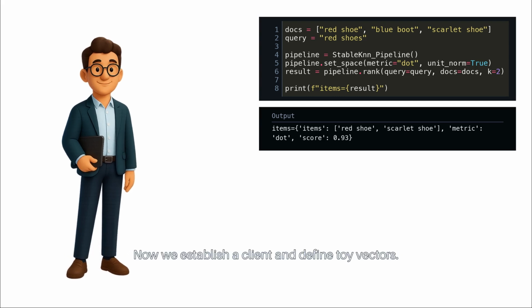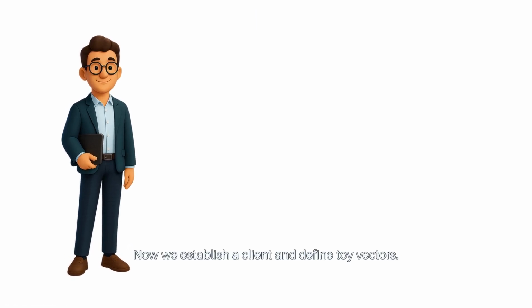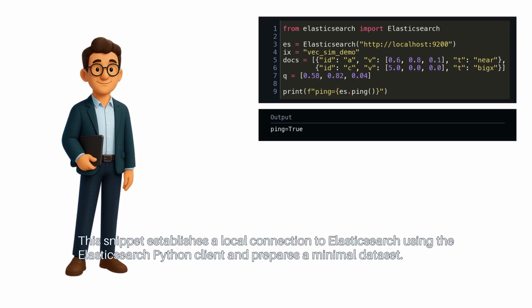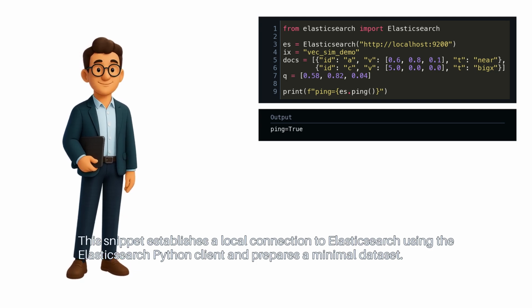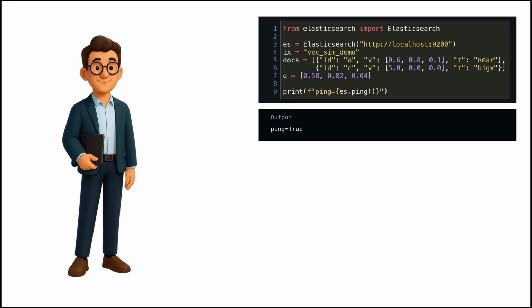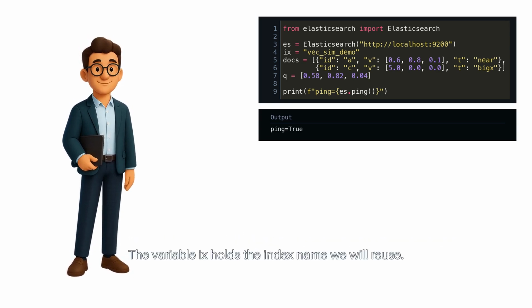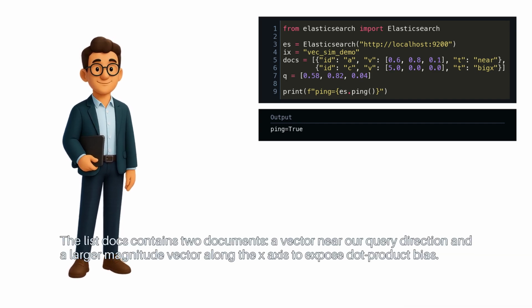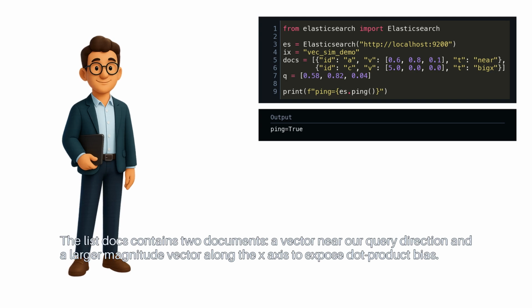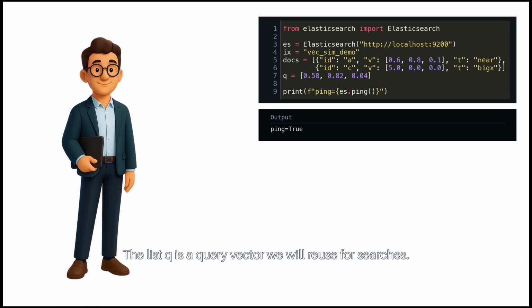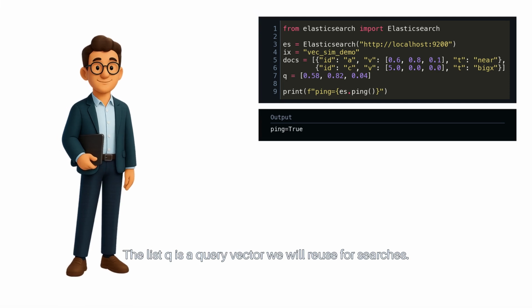Now we establish a client and define toy vectors. This snippet establishes a local connection to Elasticsearch using the Elasticsearch Python client and prepares a minimal dataset. The variable ix holds the index name we will reuse. The list docs contains 2 documents, a vector near our query direction, and a larger magnitude vector along the x-axis to expose dot product bias. The list Q is a query vector we will reuse for searches.